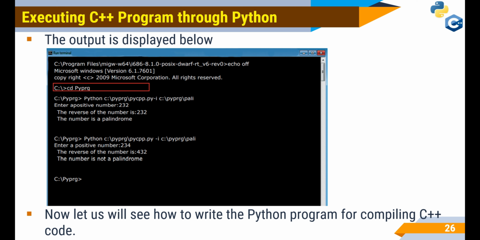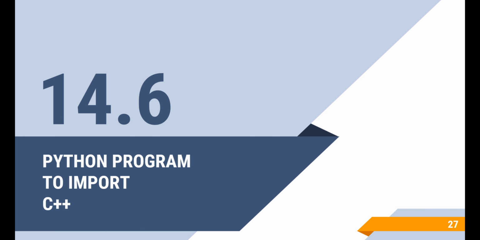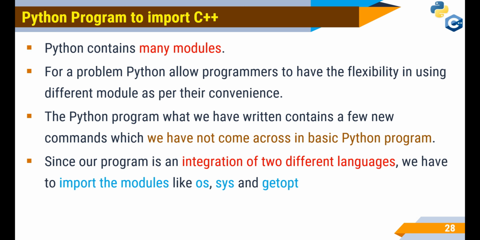Now let us see how to write a Python program for compiling C++ code. About this, we will see Python programs to import C++. This is what we will cover in this session: a Python program to import C++.